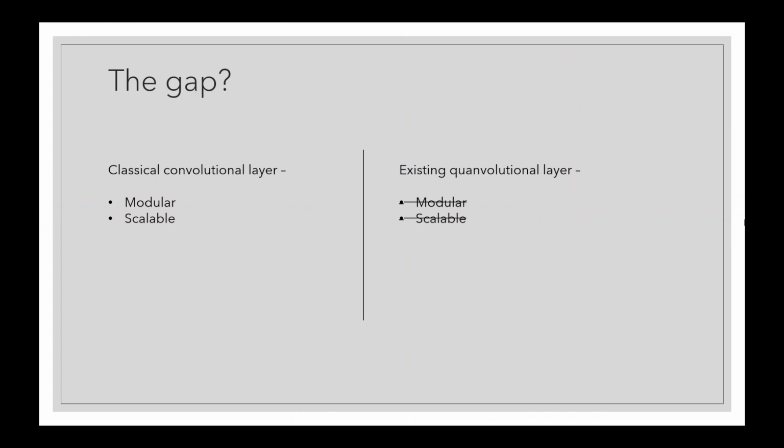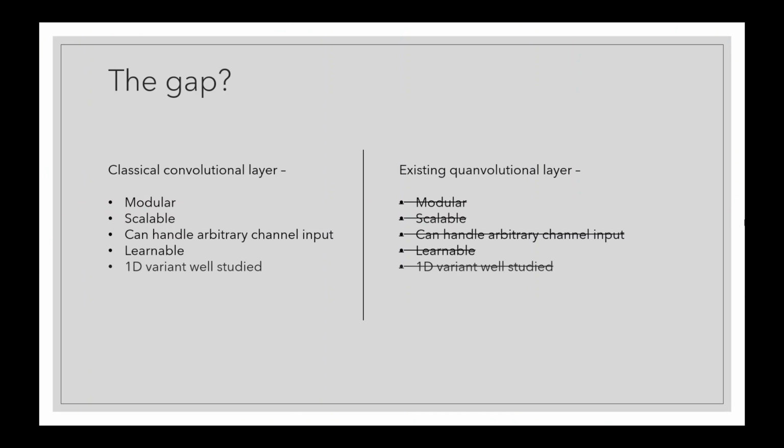At first, let's talk about the gap that we were trying to address. We wanted to create a quantum convolution layer that has all the functionalities of its classical counterpart. Compared to classical convolution, existing convolutional layers lacked modularity. They were not freely scalable, they couldn't handle arbitrary channeled inputs. Worst of all, most of the implementations were not learnable. Additionally, the 1D variant of quantum convolution is very poorly studied.